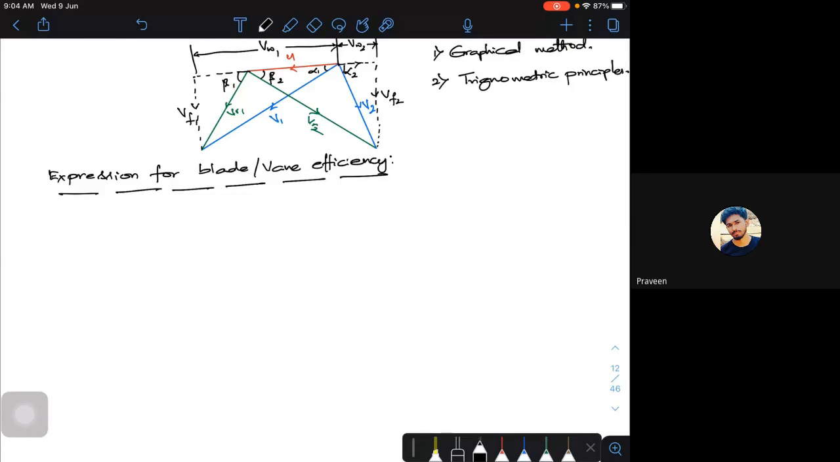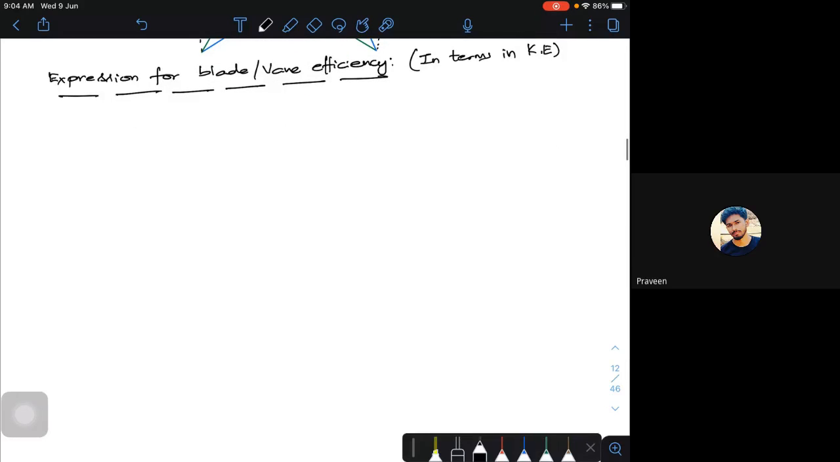This being an impulse machine, most of the things I will be getting in terms of kinetic energy. You always remember that for impulse machines, all the things are with respect to your kinetic energy, that is V1, V2, VR, whatever it may be. What is blade efficiency? Already we have defined it. Blade efficiency is the ratio of work done to the available kinetic energy. So the blade efficiency is nothing but your work done to the kinetic energy.